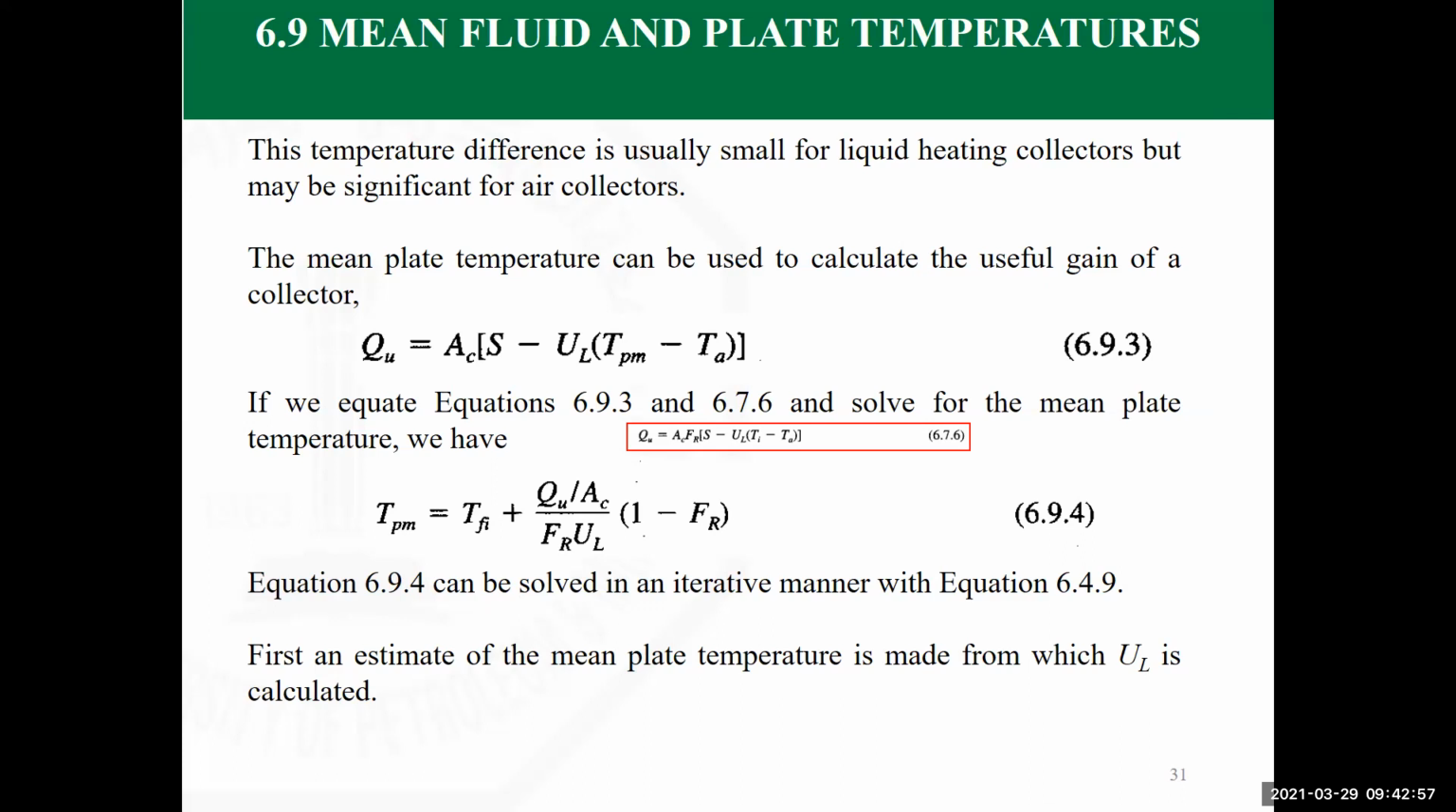Now you can get a relation between the plate mean temperature and the fluid inlet temperature by combining equations 693 and 676, which is in the red frame, and it would end up with equation 694, which has TPM as a function of the fluid inlet temperature, as you can see here.